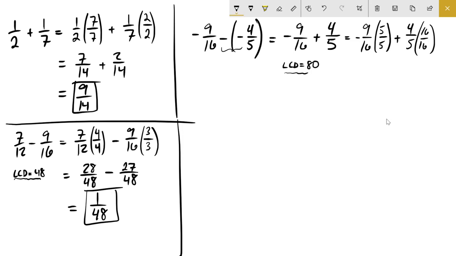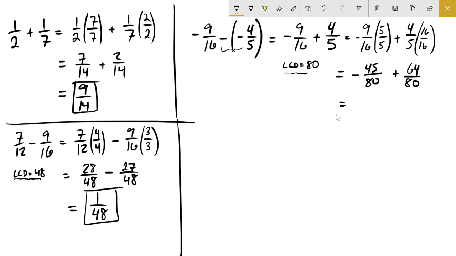Yeah, so examples like this, see 16 is not divisible by 5 at all, and 5 is prime, so we know that we're just going to have to give the 5 and 16 a 16 and 5. They don't have any common factors. So anyways, now we just multiply. This is going to be negative times a positive, so it's going to stay negative. It's negative 45 over 80. This is 4 times 16, what's that, 64? Yeah. That becomes 64 over 80. Now we can combine.